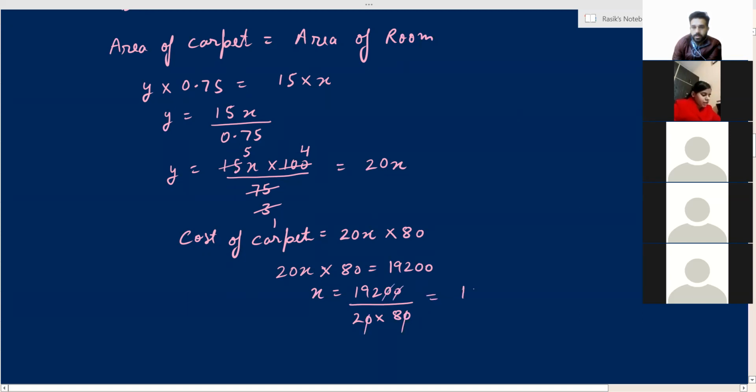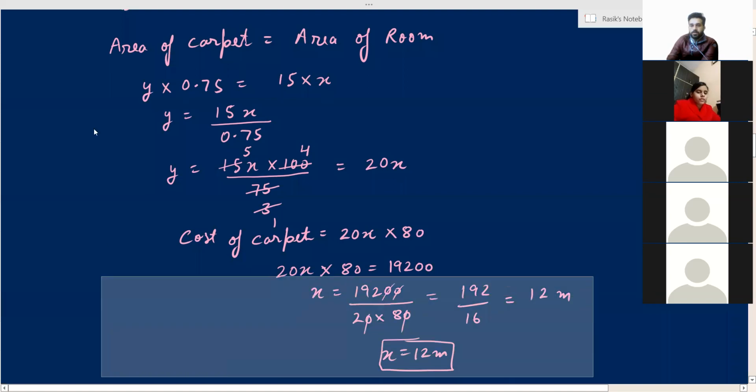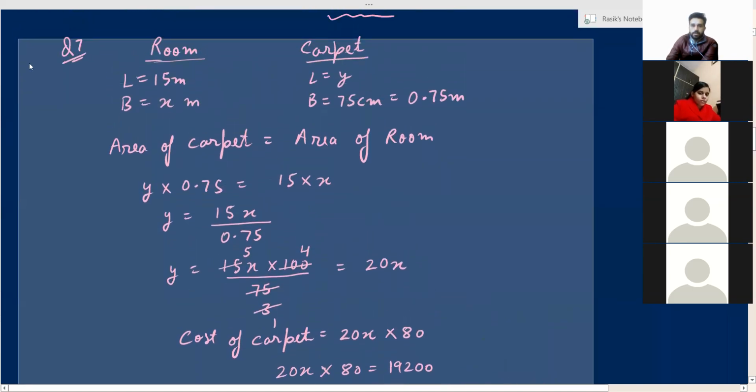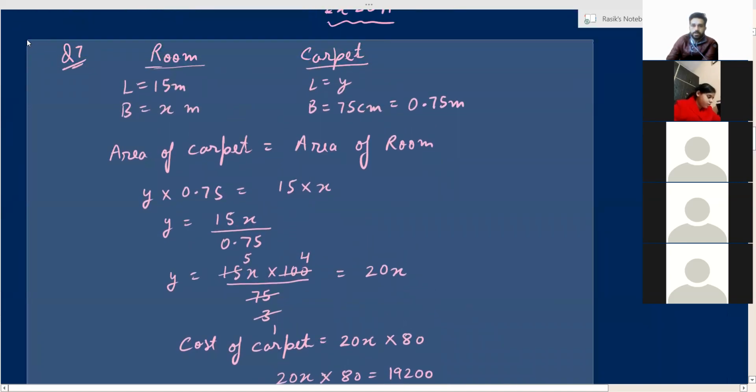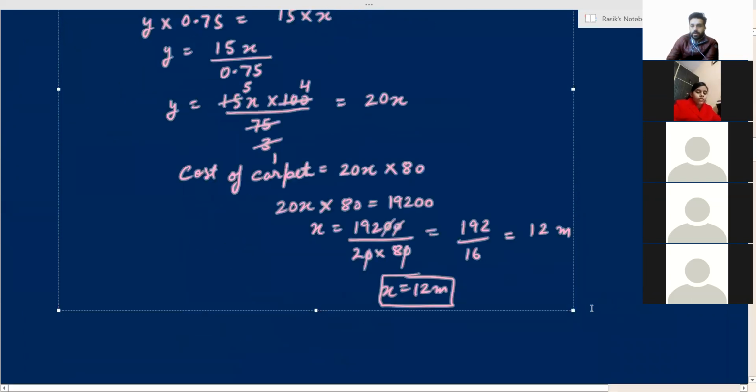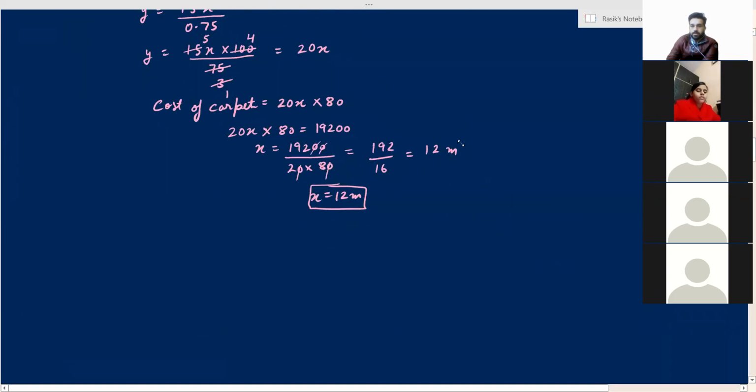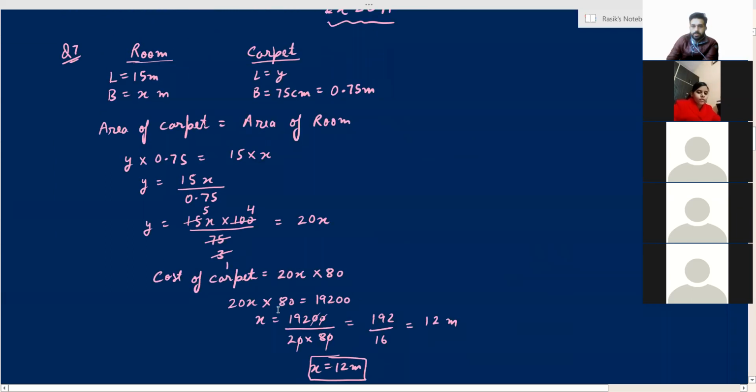192 divided by 60. What is the value? Sir, x is equal to 12 meters. Very good. x equals 12 meters. This is the total breadth of the room. What is x? What did we assume x to be? We assumed that x is the width of the room. So it is 12 meters.